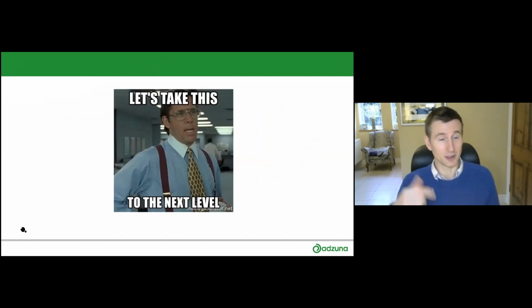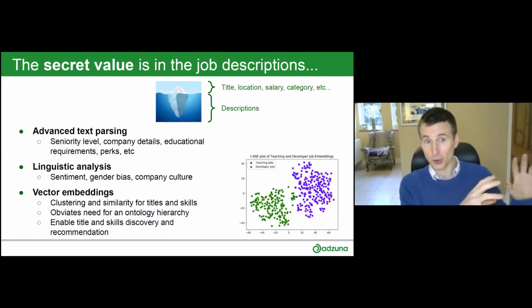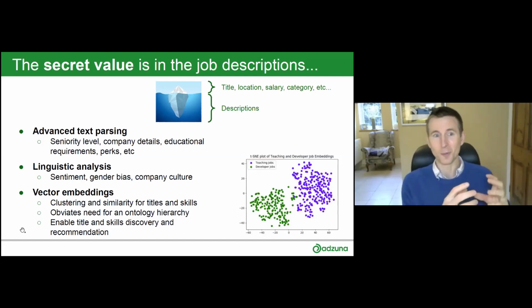So if we flip to the penultimate slide, I just want to talk about the job descriptions, basically, because this is what I'd really call the secret value of job ads. People know about it, but it's secret because it's actually quite hard to tap into it. With my very basic iceberg analogy, the title, location, salary, all those fields I was just talking about, they're the tip of the iceberg. But actually descriptions, well, we've all read job descriptions, they could be 100, 200, 300 words. There's a lot there.